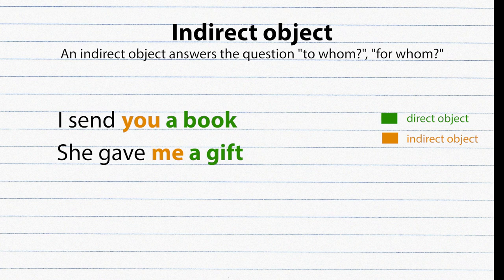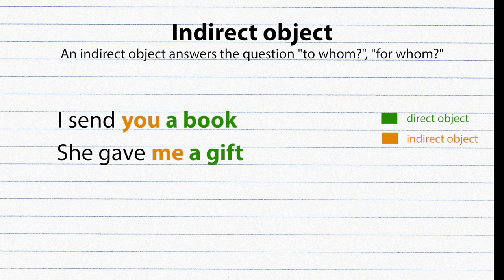An indirect object answers the question, for whom or to whom? I send you a book. To whom do you send the book? You is an indirect object. She gave me a gift. To whom, for whom? Me. So me is the indirect object.